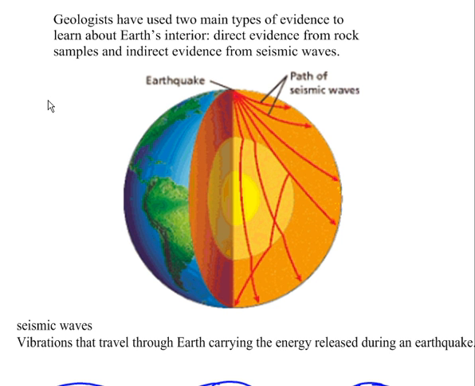We compared that to how the geologists use the seismic waves in the layers of the Earth. Sometimes the waves go through a layer, sometimes they bounce off a layer. The reason why they bounce off is because the layers are made up of different materials, and that's how they can infer that there are different layers of the Earth. Again, the direct evidence is from rock samples, and the indirect evidence is from seismic waves.